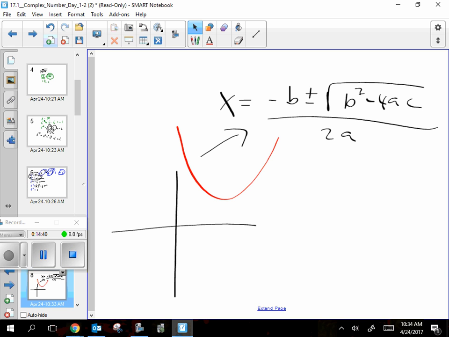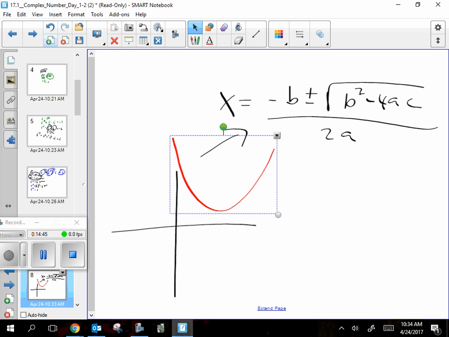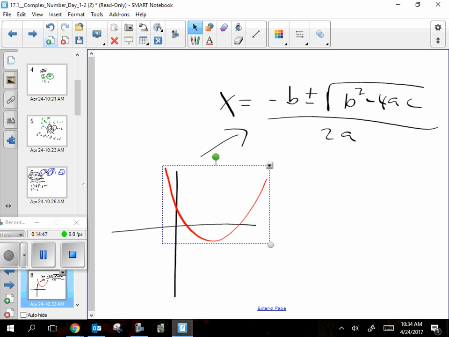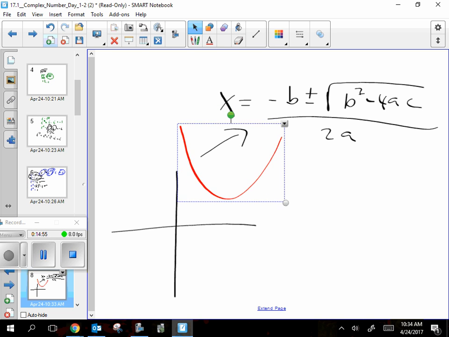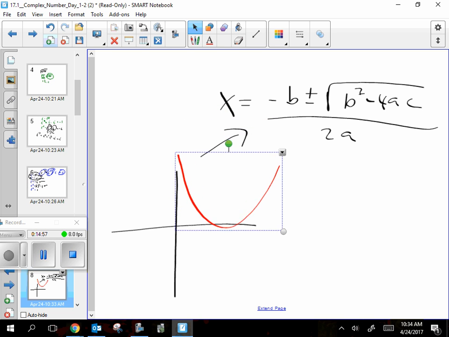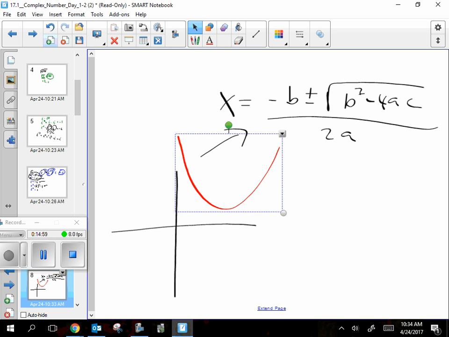If it's got a negative under the square root, yeah, it looks something like this. It means that it doesn't touch. Because if it touched like this, it wouldn't have had a negative under the square root. If you got a negative under the square root, you got an imaginary. If you got an imaginary, that means your graph isn't touching and therefore doesn't have real answers, but it has imaginary answers.